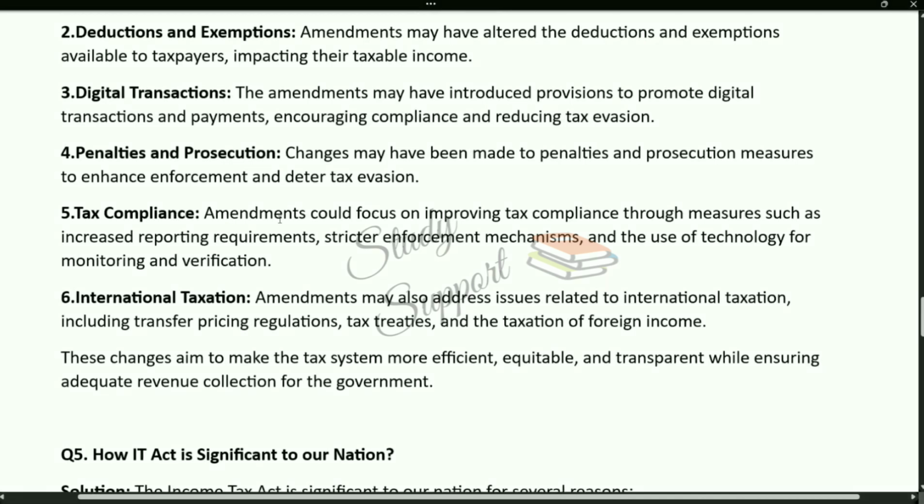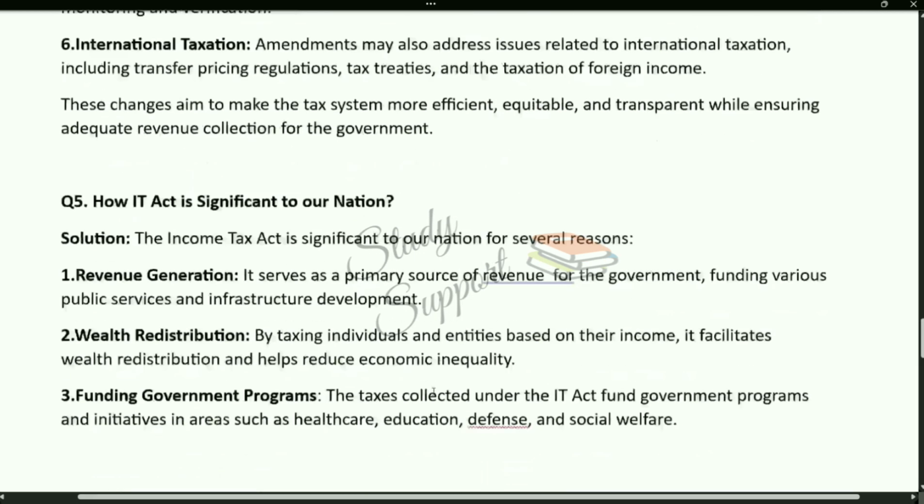5. Tax compliance. Amendments could focus on improving tax compliance through measures such as increased reporting requirements, stricter enforcement mechanisms, and the use of technology for monitoring and verification. 6. International taxation. Amendments may also address issues related to international taxation, including transfer pricing regulations, tax treaties, and the taxation of foreign income. These changes aim to make the tax system more efficient, equitable, and transparent while ensuring adequate revenue collection for the government.